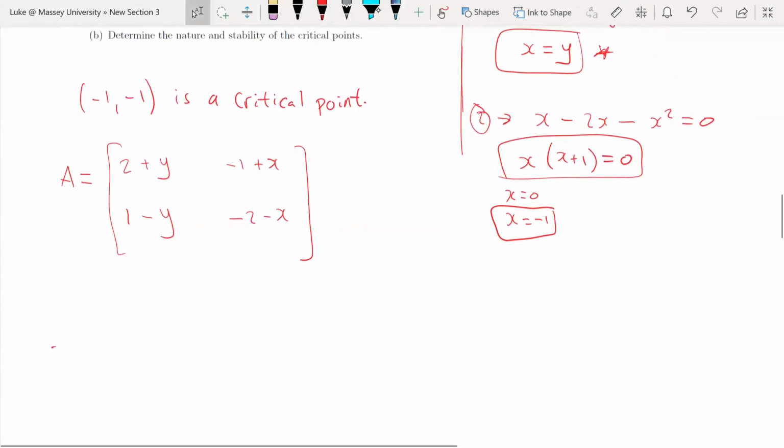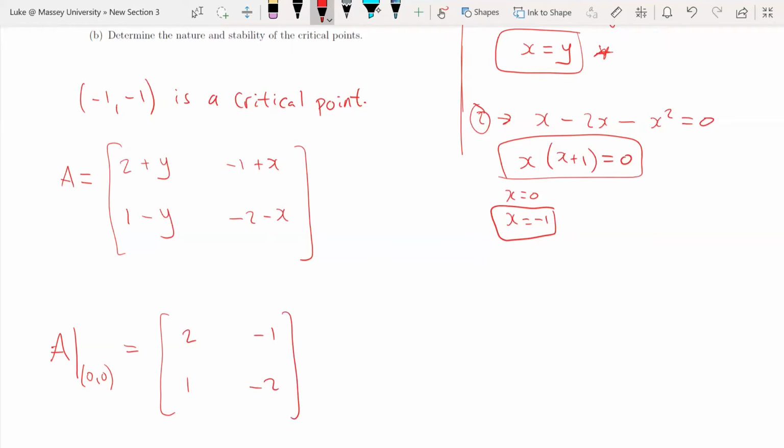Now I need to evaluate this Jacobian at the two critical points. So I'm going to start with 0, 0, because that seems like an easy one. If I substitute x equals 0 and y equals 0 in there, I'm going to get 2, -1, 1, -2. And actually, let's just do the other critical point while we're here. -1, -1. I get 2 plus -1 is 1. -1 plus -1 is -2. 1 minus -1 is 2. And -2 minus -1 is -1.